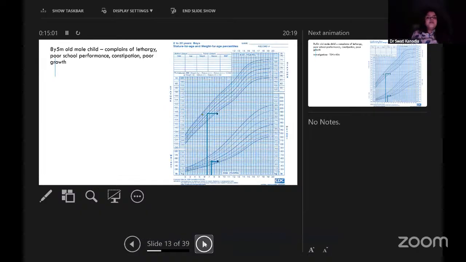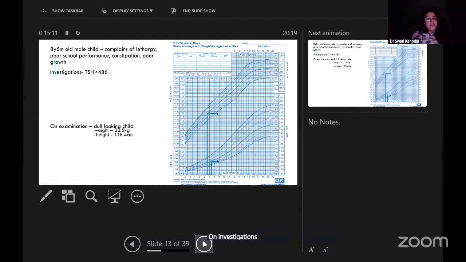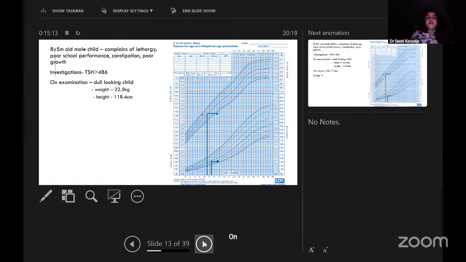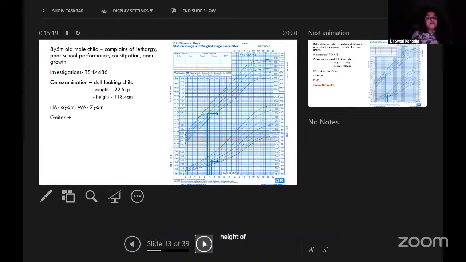So we had an 8.5-year-old male child who complained of lethargy, poor school performance, constipation, poor growth. On investigations, the thyroid levels were very, very high. On examination, dull-looking child, and as you can see, the height and weight both were poor. Height of a 6-year, 6-month-old.